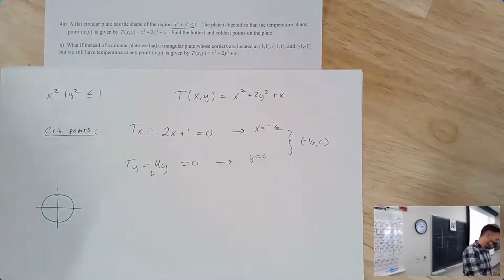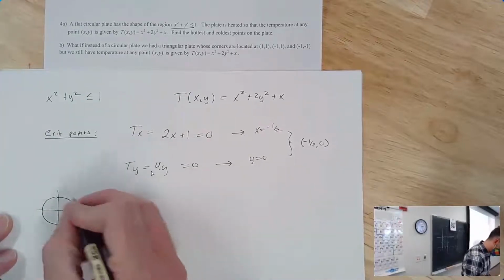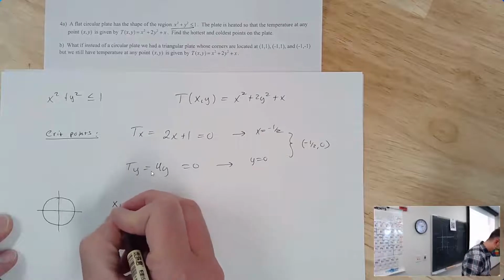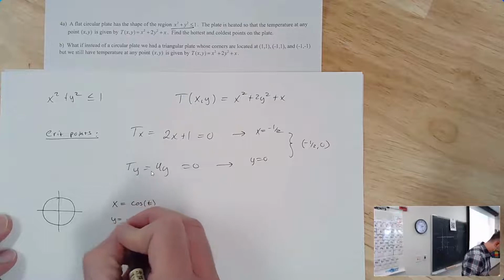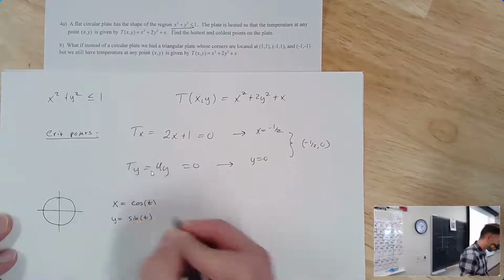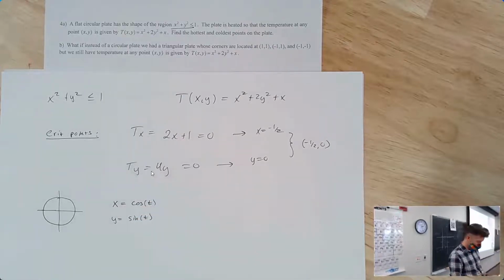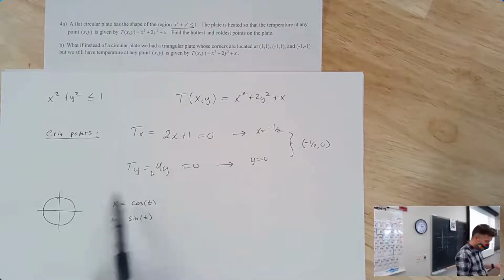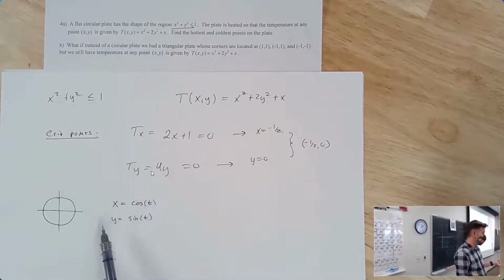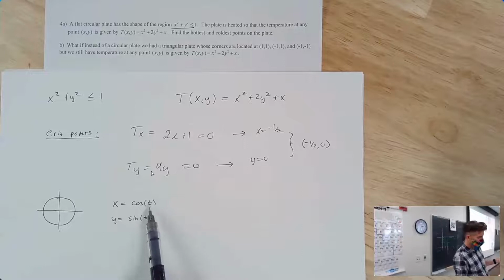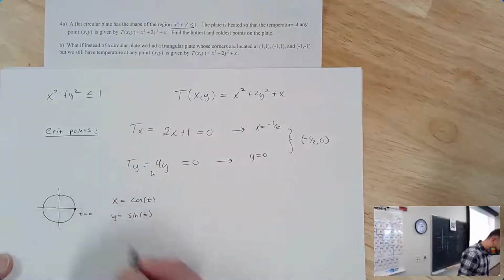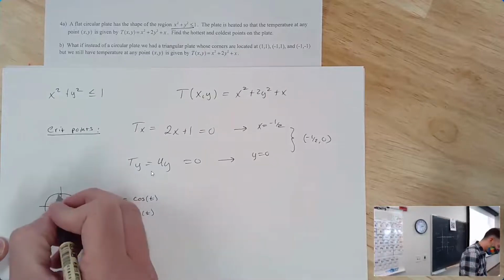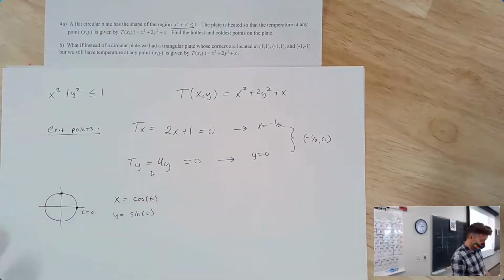What we typically do is say, if you're on a circle, we're going to let x equal cosine of t and y equal sine of t, because for any t, that point is on the circle. If t is 0, cosine of 0 is 1, sine of 0 is 0. Or if t was pi over 2, you'd be up there. So literally, that gives us the entire border.